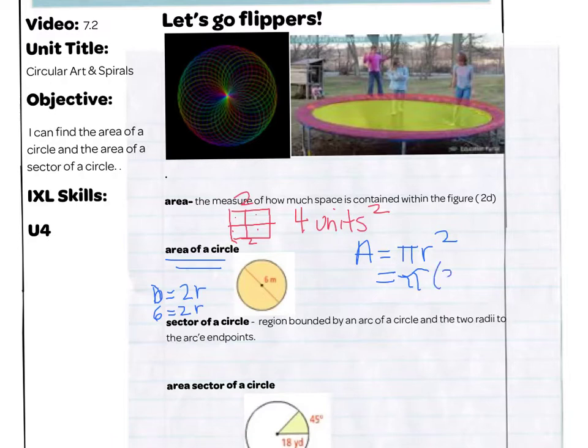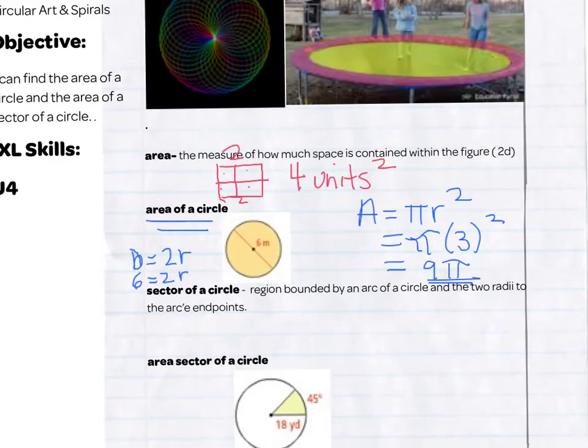So we'd actually put 3 here, and we'd square it. So that would be 9 pi. And a lot of times they want you to leave it in terms of pi. This would be in terms of pi. I'll talk more about the area of a circle in class tomorrow. We're going to do an investigation that helps you understand why pi is actually used, where that actually comes from.